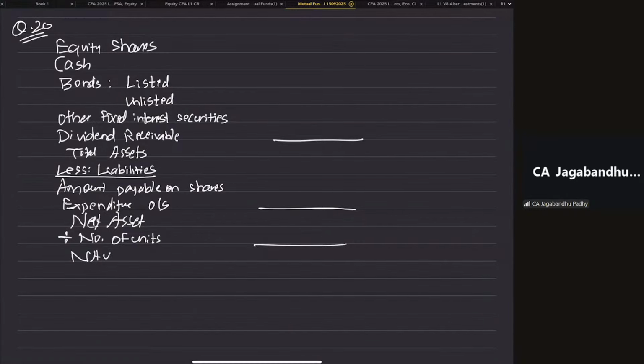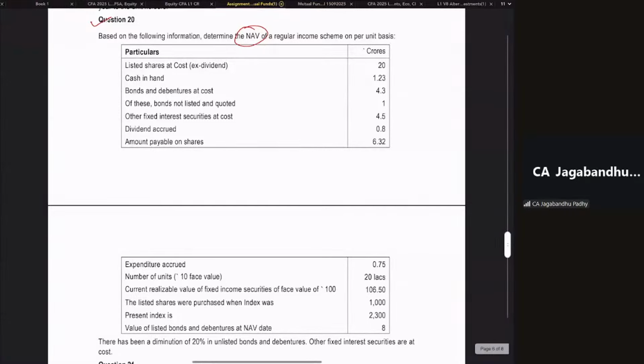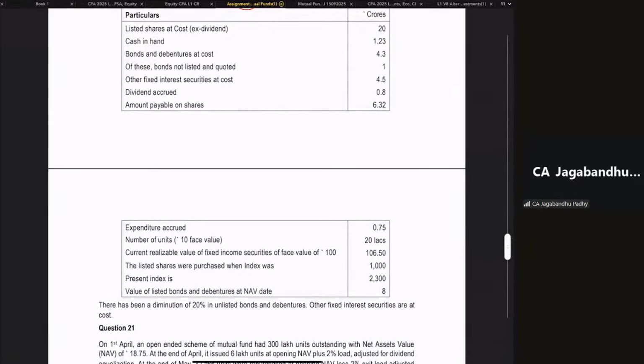So equity shares, cash, bonds, other fixed interest securities, dividend receivable. Let's get the values. What is the value of the equity shares? Equity shares have a cost of 20, but when we purchased, the index was 1000. Now the index has become 2300. So how do we get the current value of the equity shares?